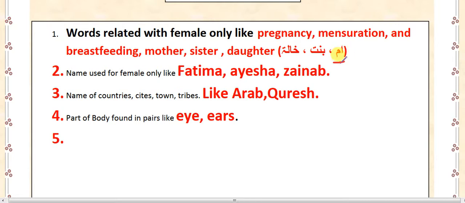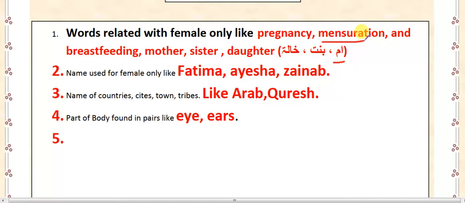That's why we say that any ism which is related only to females, we use that ism as muannas. Like pregnancy. When we say someone is pregnant, there is no confusion, because the word pregnant is only used for females. Just like menstruation, this is also a word which is only for females.